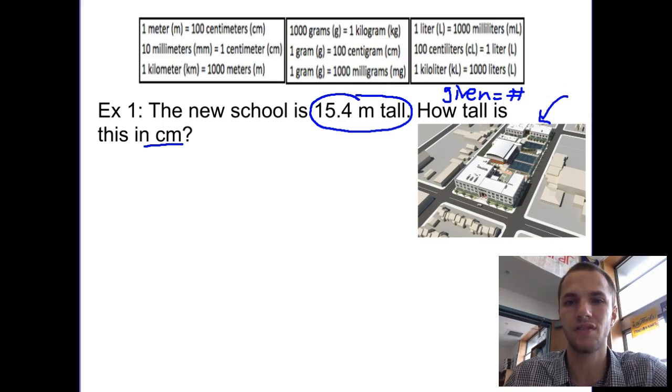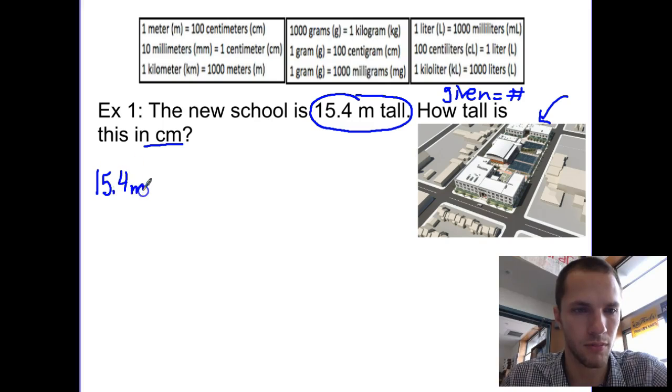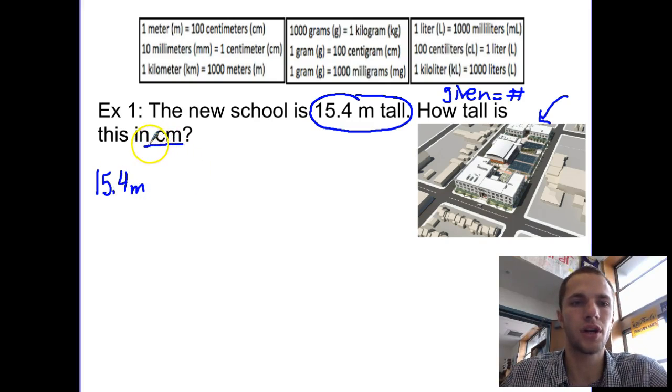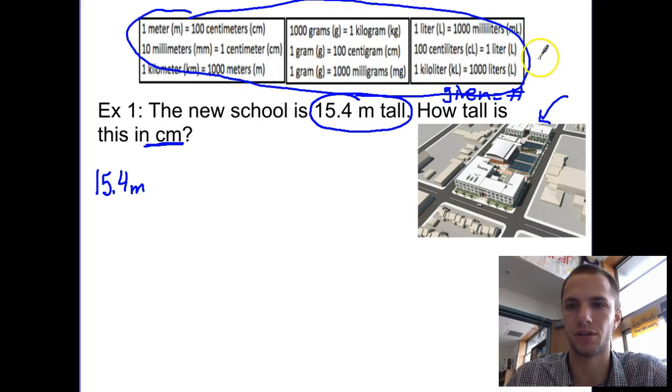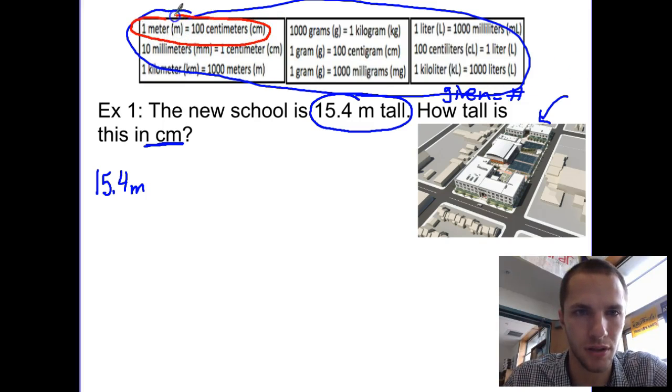Okay, so once I've done that, the first step is to always write down my given. So my given was 15.4 meters. So I'm going to write that first. 15.4 meters. But I'm trying to convert to centimeters. So what I need to do is look at my chart up above here, and find where is the relationship between centimeters and meters. Okay. Well, if I look, I'll see here that 1 meter is the same thing as 100 centimeters.